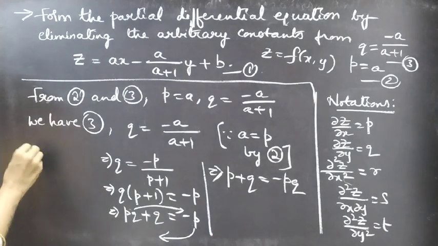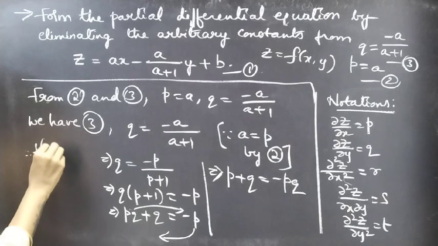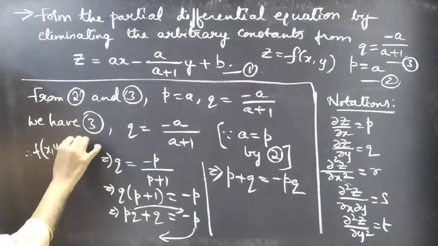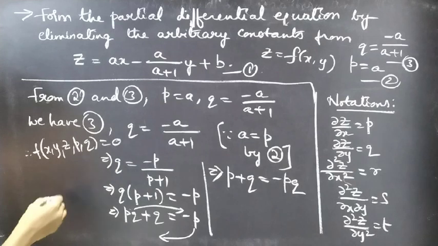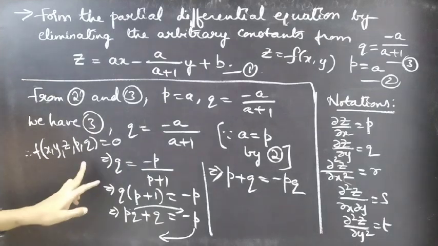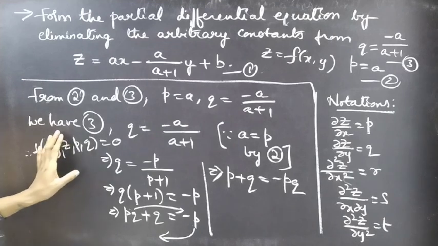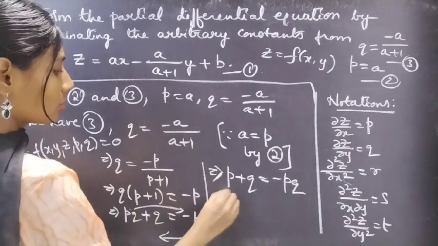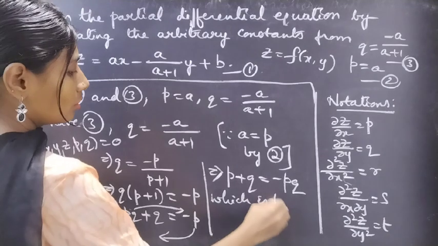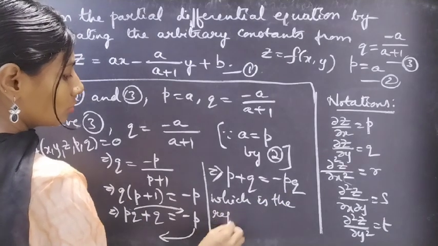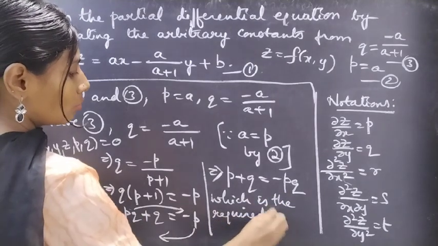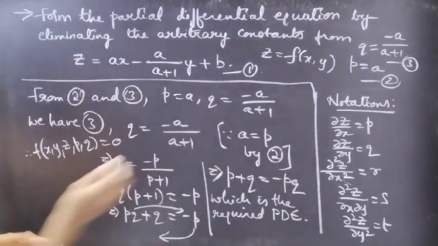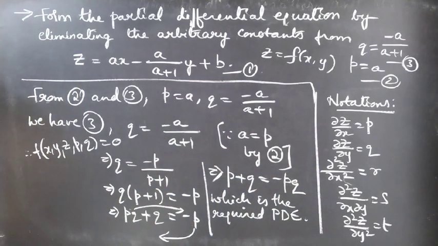So we have to get some equation of the form where it does not involve arbitrary constants, is a partial differential equation, right? In this equation we have p and q, right? So f of pq equal to 0 is our equation here, right? Which is the required partial differential equation which completes the problem. Now let's see the shortcut.